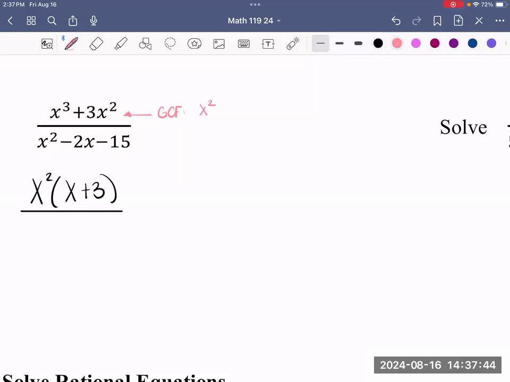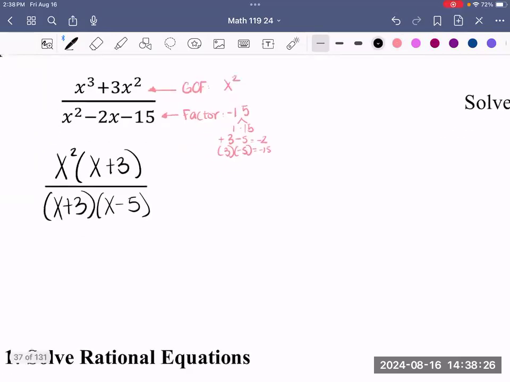Now the one below does not have a GCF, but we can still factor this one. And this one is a simple factoring because your leading coefficient is a positive 1. So we're looking at factors of 15 or negative 15, which are 1 and 15 and 3 and 5. And of those factors, what can make a negative 2? Well, we can have a negative 2 if we add a positive 3 with a negative 5. And if we multiply those two back together, we'll get a negative 15. So with those factors that we've just found, we have x plus 3 and x minus 5, right?